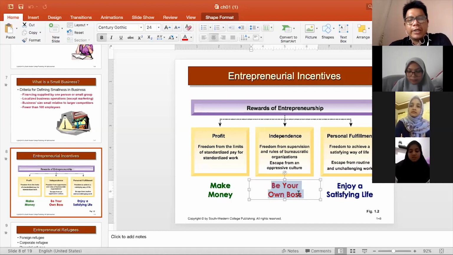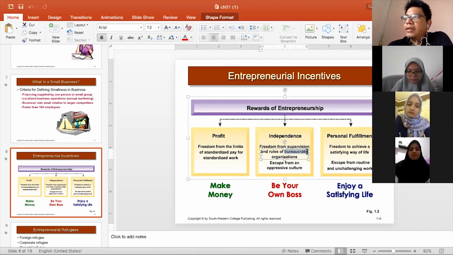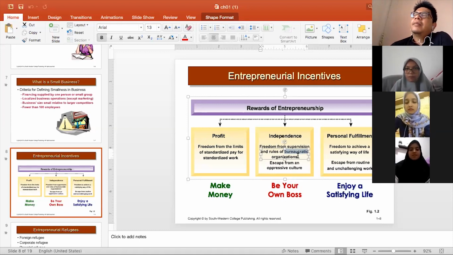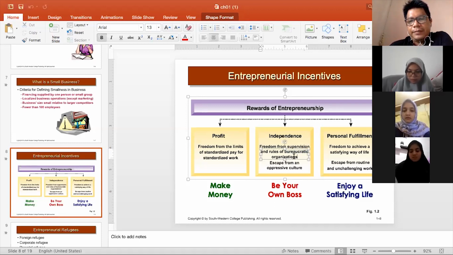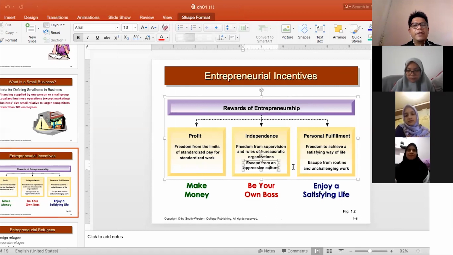The second one is independence. Be your own boss. Freedom from supervision, so you are free from being supervised by others. Freedom from rules of bureaucratic organization. This often happens to civil servants working in government bureaucratic organizations. It's really tied up by administrative work. Escape from an oppressive culture. You can create your own culture in your business. When you are the boss, your vision often becomes the culture.